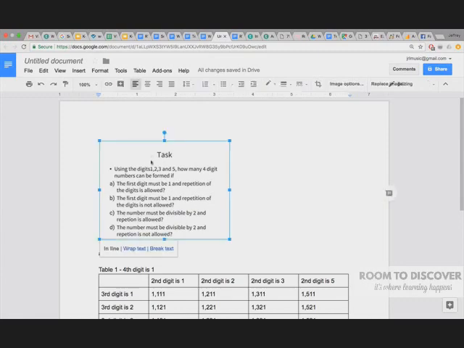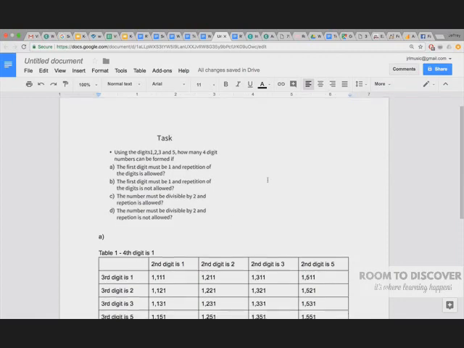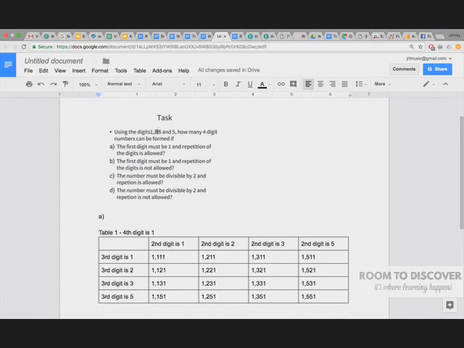The task is to use the digits 1, 2, 3, and 5 and to figure out how many four-digit numbers can be formed. So this is a combinations type of problem, and combinations are a type of multiplication because we are looking at how many options we get, and so we multiply by the number of possibilities. So let's take a look.